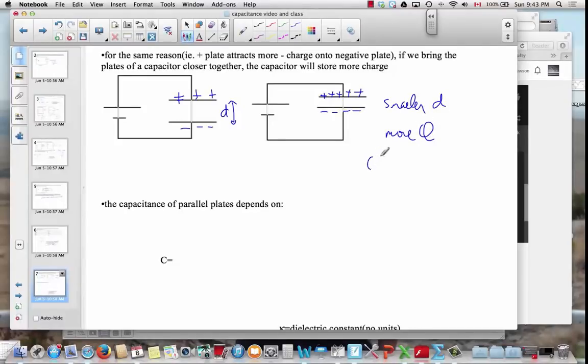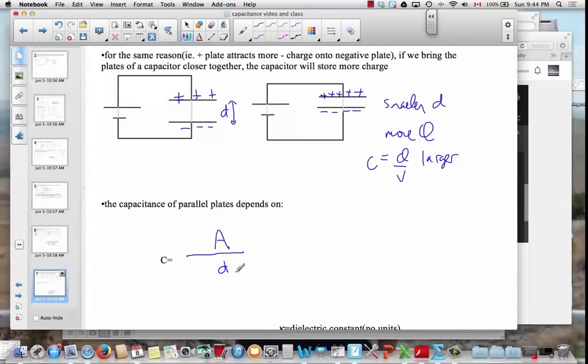But capacitance is charge stored for a given voltage. We haven't changed the voltage, we've just changed the Q. So with more Q, the capacitance is also larger. So that tells us that there's inverse variation between plate separation and capacitance. Because when we made the plate separation smaller, we store more charge, we get a larger capacitance. The capacitance also depends on the area of these plates, because a larger plate area means you've got a larger reservoir for storing charge.